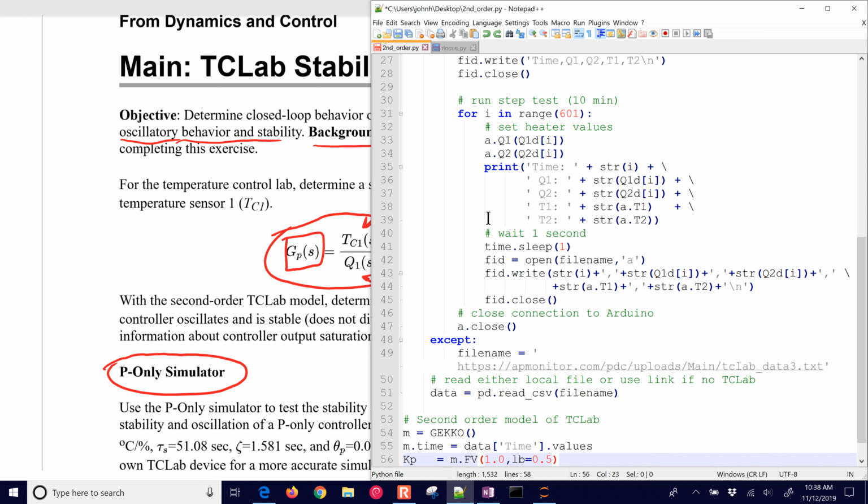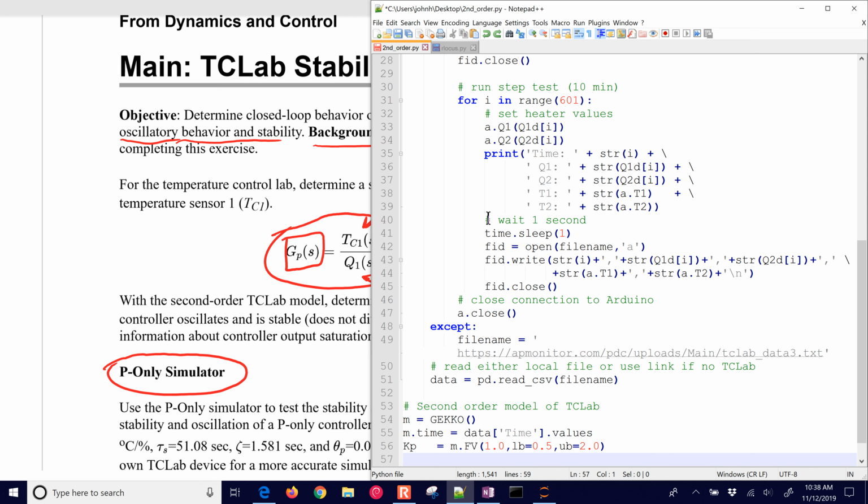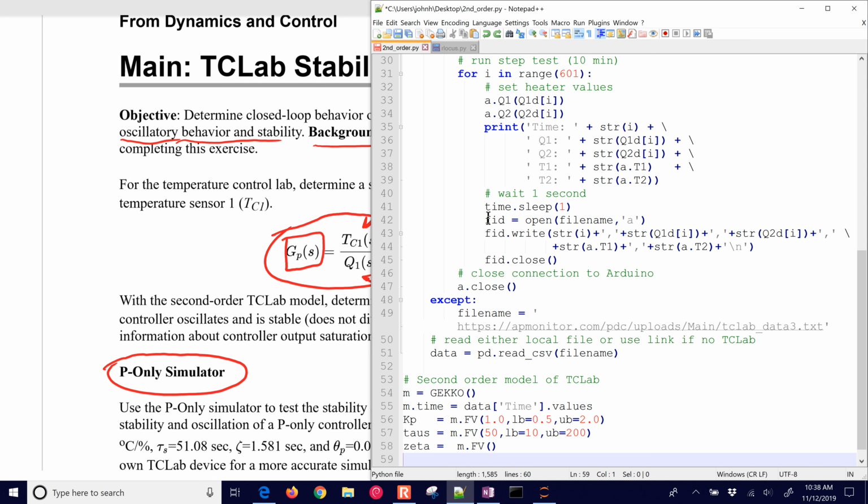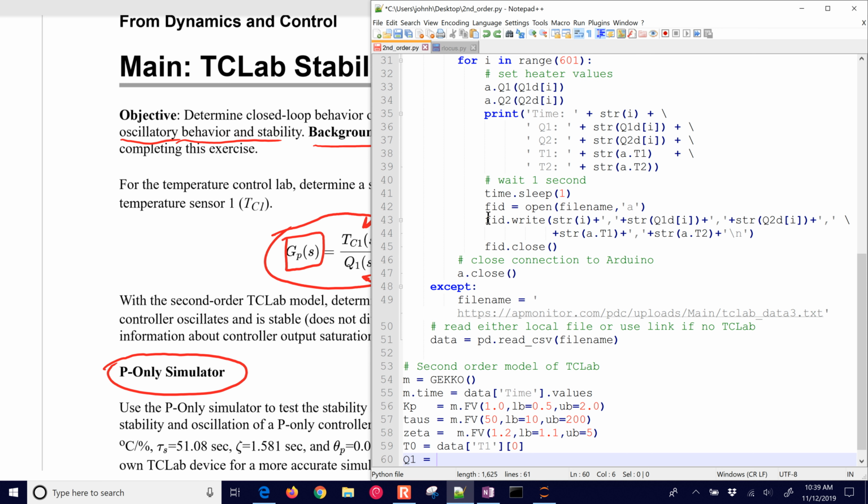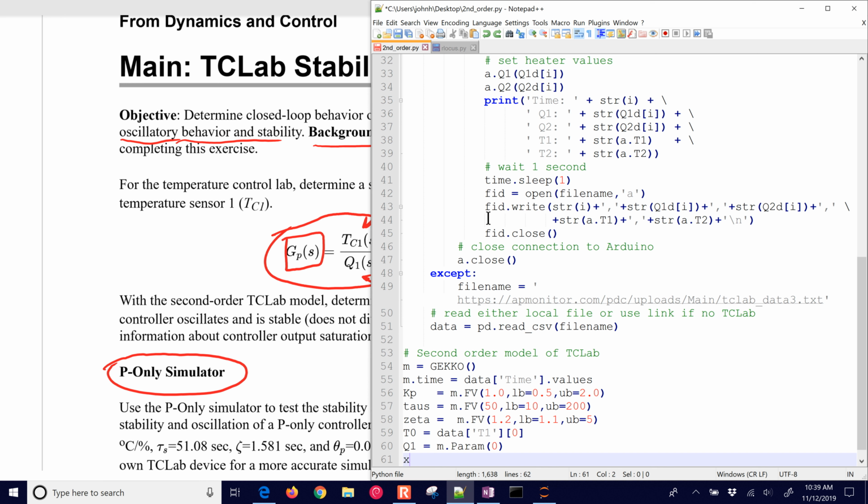I'm going to give it an initial guess of 1, a lower bound of 0.5, an upper bound of 2. Then tau s, same kind of thing, this fixed value parameter, 1 value over all the time points. Give it an initial guess value of 50 with a lower bound of 10, upper bound of 200. And zeta 1.2 with the lower and upper bounds. I'm going to have my initial value from T1, and I'll just take the very first value. Q1 is going to be a parameter. I'll just set that equal to 0. I'll load in some values later.